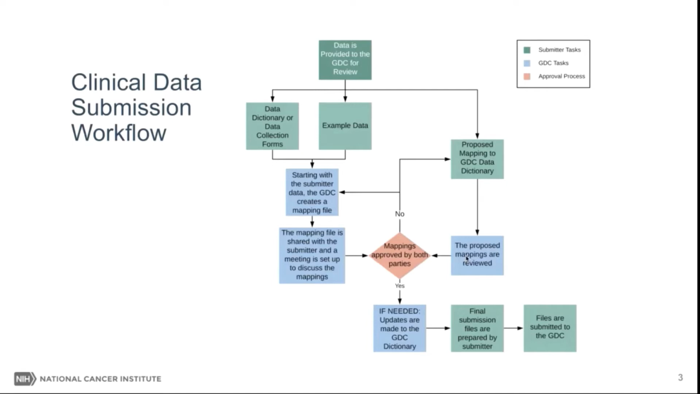A faster path typically is when the submitter goes out and accesses the GDC's data dictionary and creates a proposed mapping to start with. And that typically speeds things up, but sometimes data sets are so large and laborious, it's too much effort at first pass for the site, who is less familiar with the GDC dictionary than we are, but that typically is a faster path. Once the changes are approved by all parties, and I'll walk through each of these steps in more detail in a minute, the updates needed for the dictionary are determined, those updates are made, the final submission files can be prepared, and then files are submitted to the GDC.